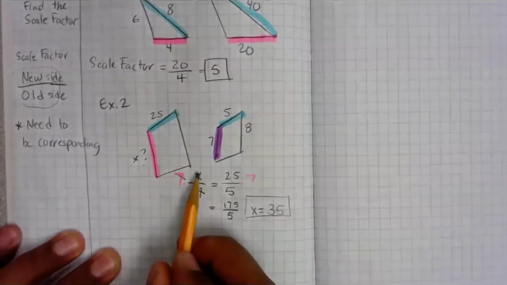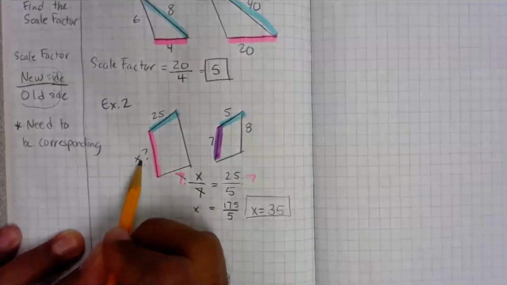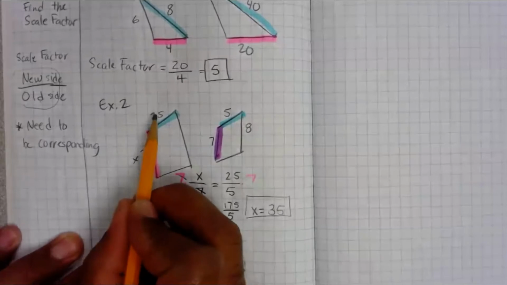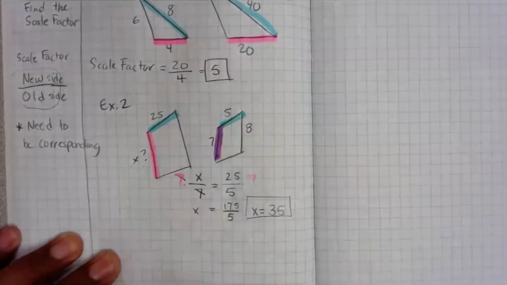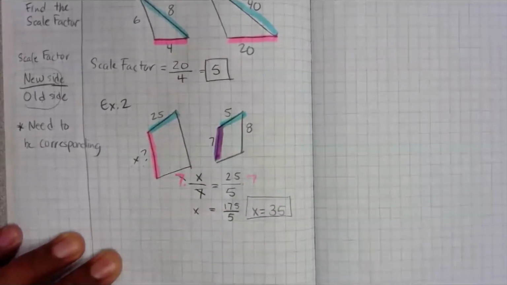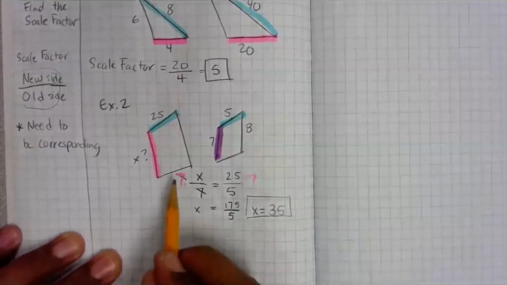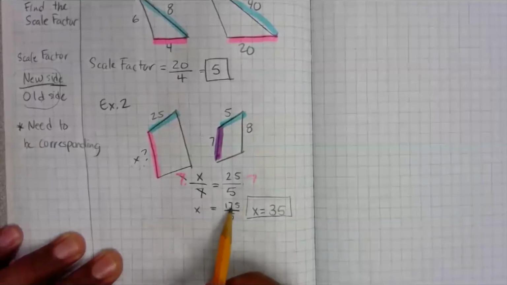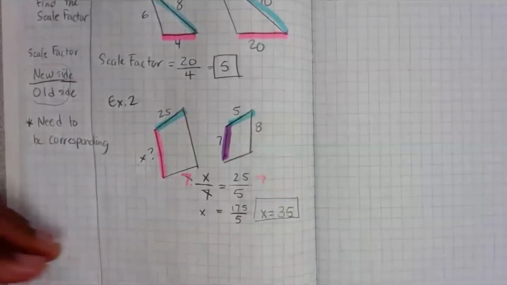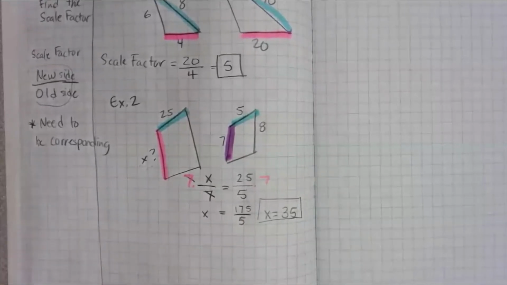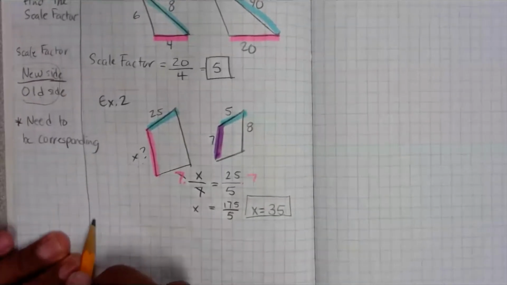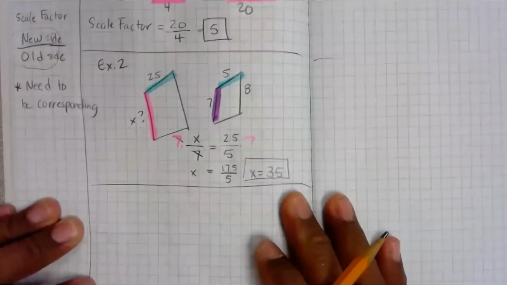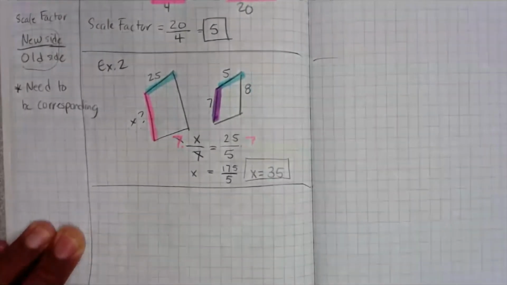And again, what I did is I basically matched the X to the 7 and put those over each other. And then I matched the 25 to the 5 and put those over each other. Okay, and then once I set that up, I just multiply the number on the bottom here by both sides, and then divide those two to find that side. Okay, so we're going to do one more example.